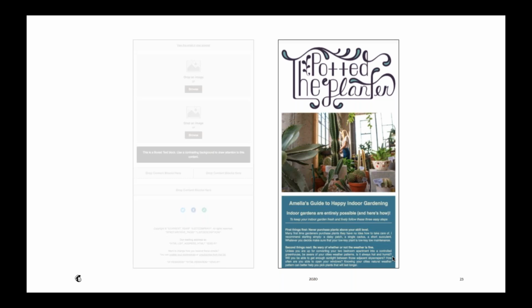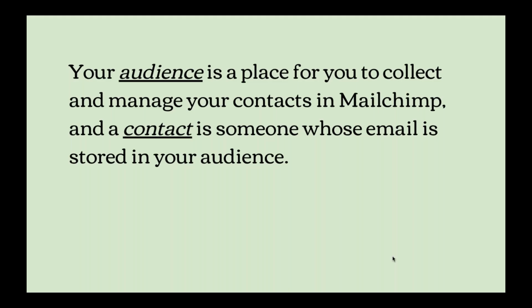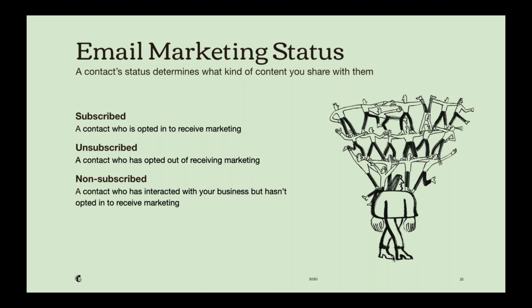Now that we know the difference between templates and campaigns, we want to cover a few additional items to know when setting up campaigns in Mailchimp. Your audience is a place for you to collect and manage your contacts. In Mailchimp, a contact is someone whose email is stored in your audience. And a contact's email marketing status determines what kind of content you can share with them. So let's dive into these statuses a little bit more.